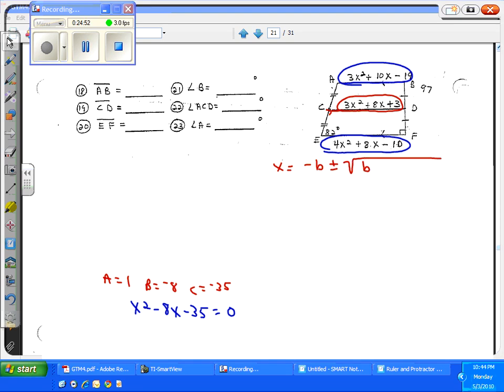root of b squared minus 4 times a times c all over 2 times a. So we're going to take this a, b, and c of the quadratic and plug it in. So we will have x is equal to the opposite of b. B was a negative 8, the opposite of which is a positive 8, plus or minus the square root of. Now, we have b squared.